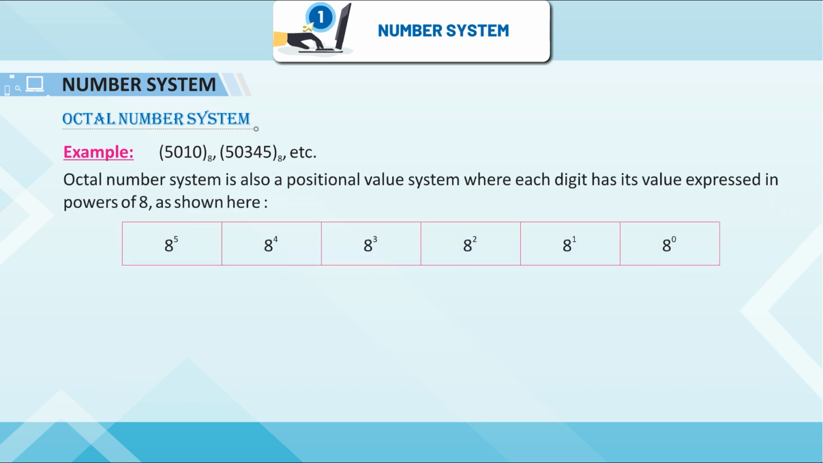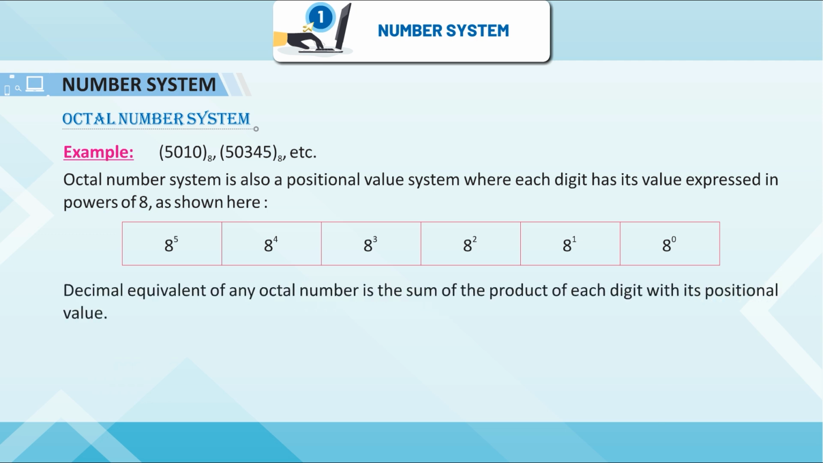Octal number system is also a positional value system where each digit has its value expressed in powers of 8 as shown here. Decimal equivalent of any octal number is the sum of the product of each digit with its positional value. 726 with base 8 equals 470 with base 10.